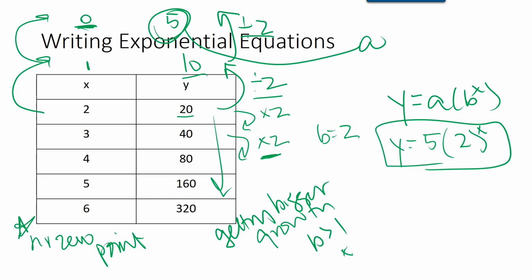Now, your homework on Schoology, same idea. I'm going to give you a table. You're going to identify a and b, decide whether it's growth or decay, and find it if you need to. Some will have 0 points in them, some won't. So you might have to do a little bit of work.